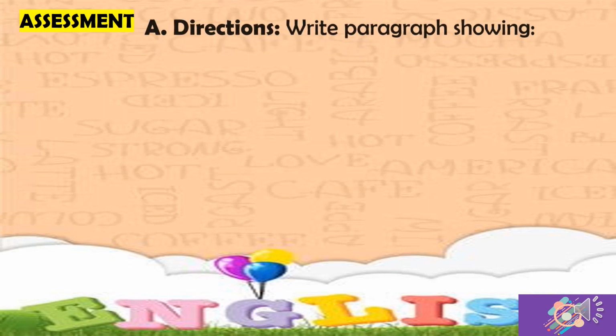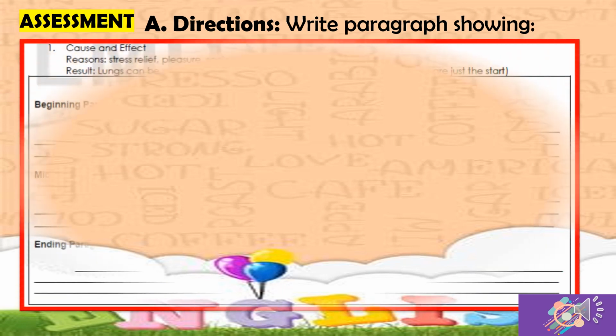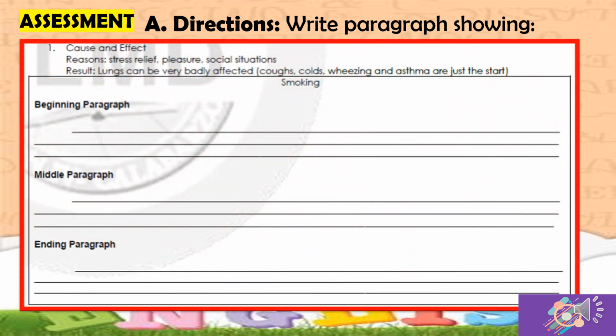And for the assessment, letter A. Directions: Write a paragraph showing cause and effect. Reasons: stress relief, pleasure, social situations. And results: lung cancer, or lungs can be very badly affected, because coughs, colds, wheezing, and asthma are just the start. So the title will be smoking. So you have to write the beginning paragraph, the middle paragraph, and the ending paragraph.